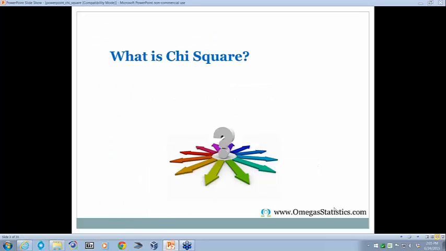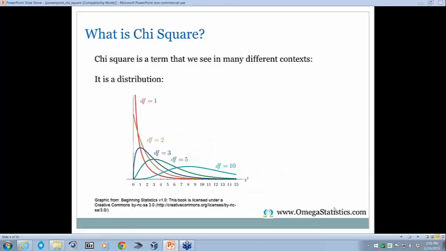Okay, so big question, what is Chi-Square? Well, it's many things. Chi-Square is a term that we see in many different contexts. It's a distribution, and here's the distribution. Here it is with different degrees of freedom. As you can see, it has a long skew to the right. It's not quite a normal bell shape like a normal distribution. It actually looks like half of a normal distribution. It usually starts at 0 and can go all the way up to infinity.